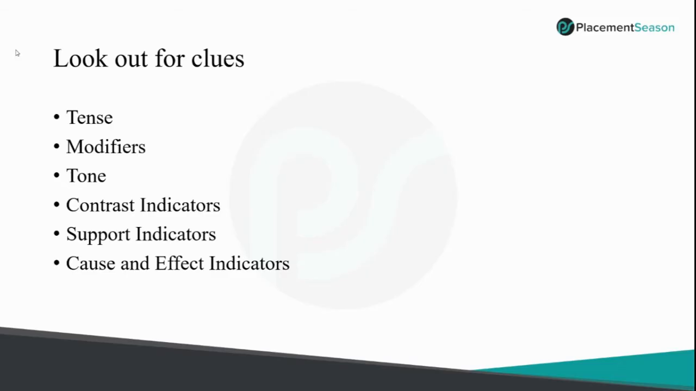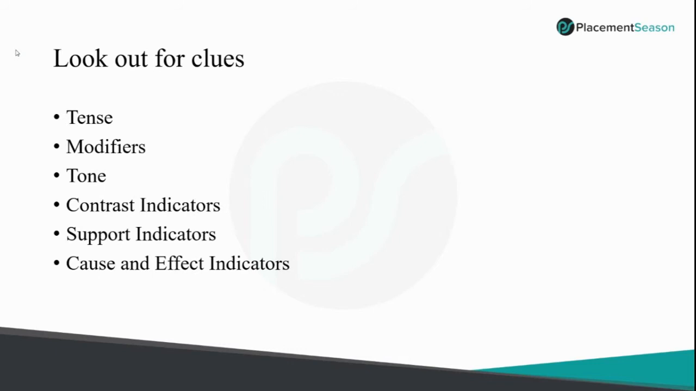Cause and effect indicators. If something is happening in the first part of the sentence and the cause of that event is in the second part of the sentence. So these are called cause and effect indicators. Say for example, Manoj came late to the class because it was raining. Over here, Manoj coming late to the class is an incident or an event, and the cause of it is raining.